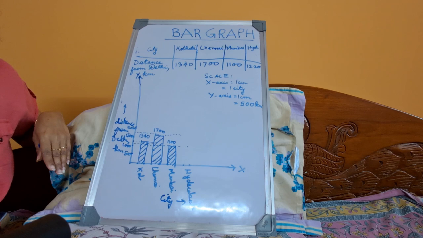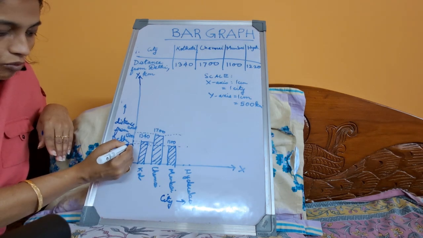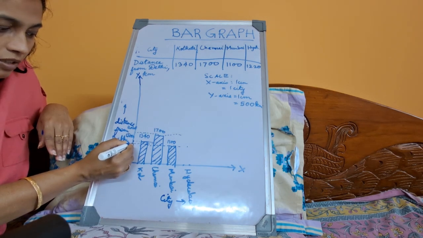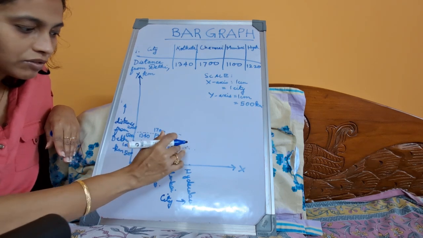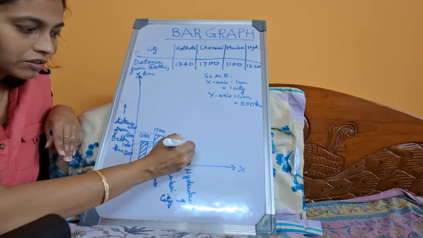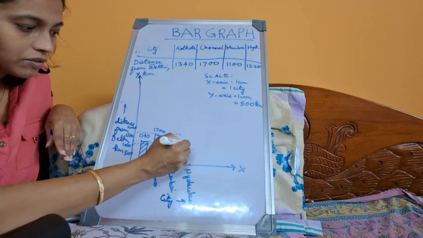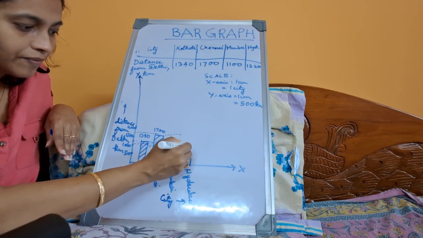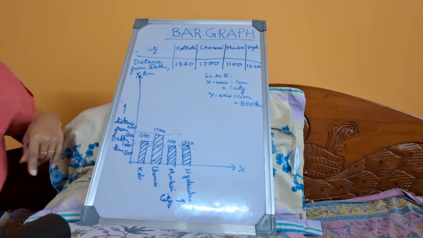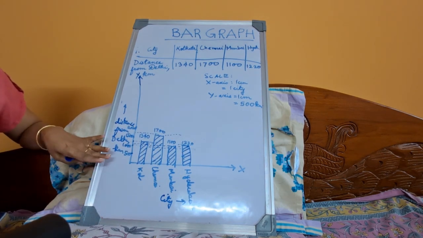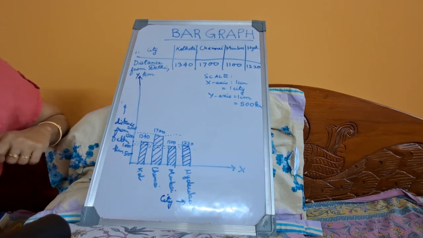And Hyderabad, 1220. So 1000, 2 squares above it. So very near to 1340. So it is somewhere over here. 1220. So this is a bar graph representation of this data.